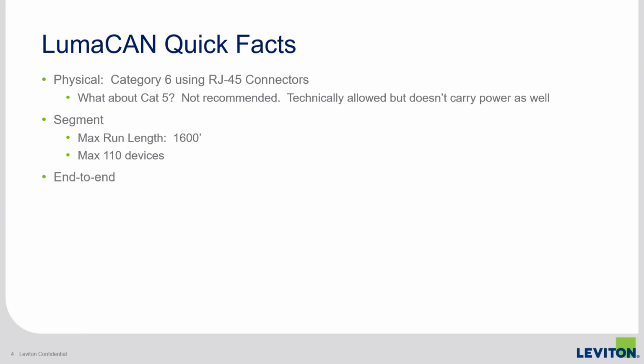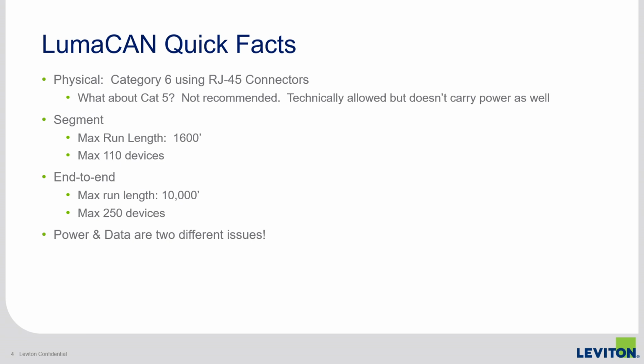Now, what about end-to-end? So end-to-end on a LumaCAN network, so think multiple segments connected together with repeaters in this case, you can go up to a maximum run length of 10,000 feet and you go up to 250 devices. So in between ports on a repeater, it can be no longer than 1,600 feet and no more than 110 devices. In between end-to-end, so the entire LumaCAN network, no longer than 10,000 feet and 250 devices.